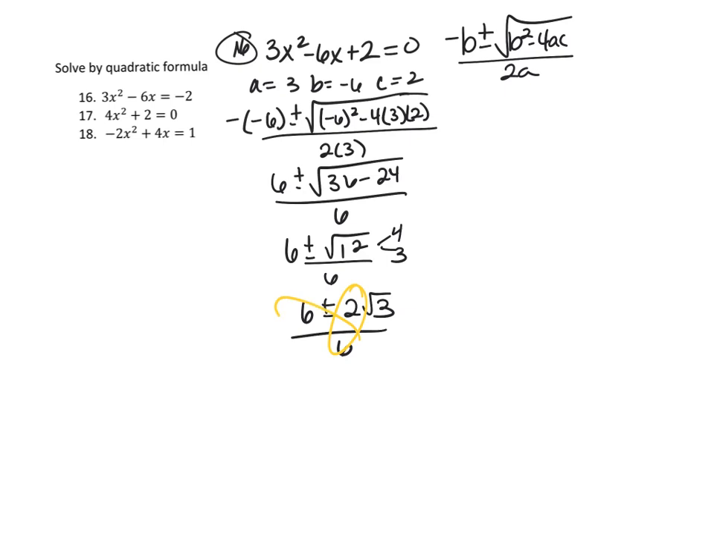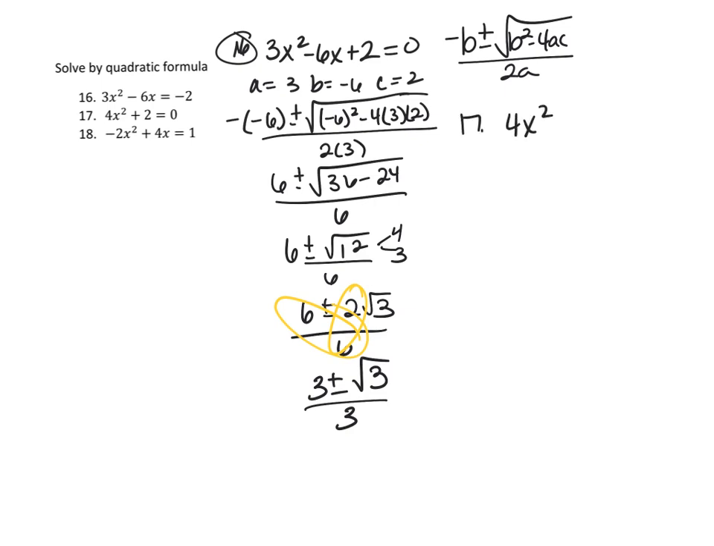Now, because these are all divisible by 2, I can simplify. 6 divided by 2 is 3, plus or minus 2 divided by 2 is 1, so 1 square root 3, and 6 divided by 2 is 3. So 3 plus or minus square root 3 over 3. I cannot divide that 3 into the radical, so I need to leave it.